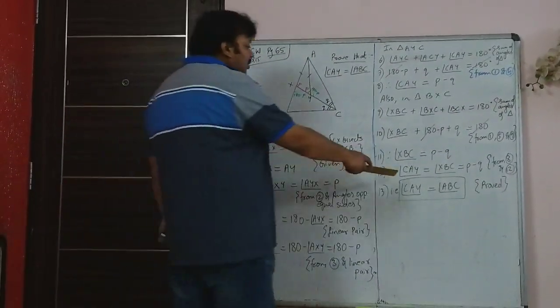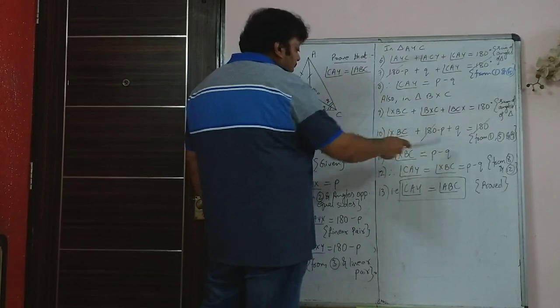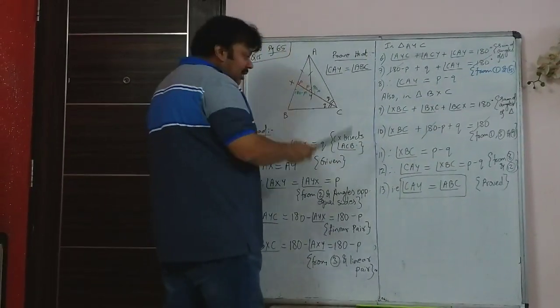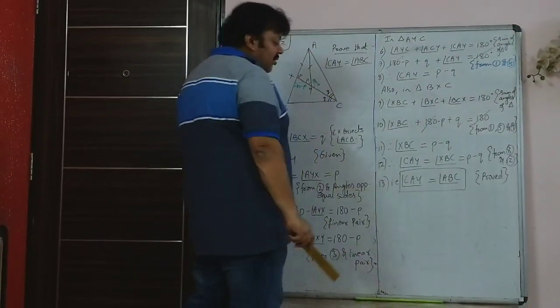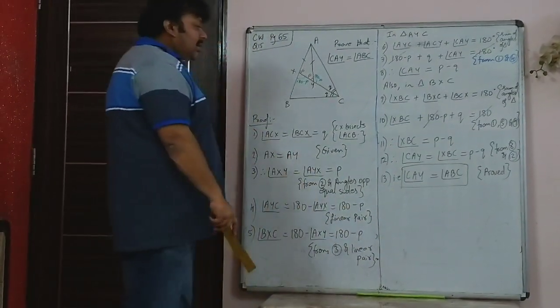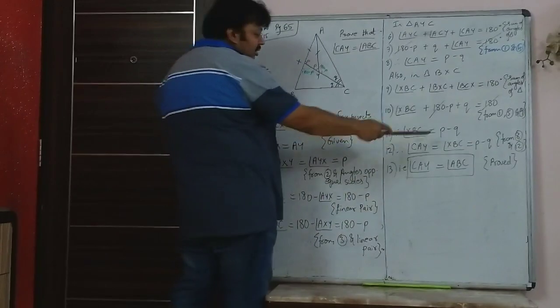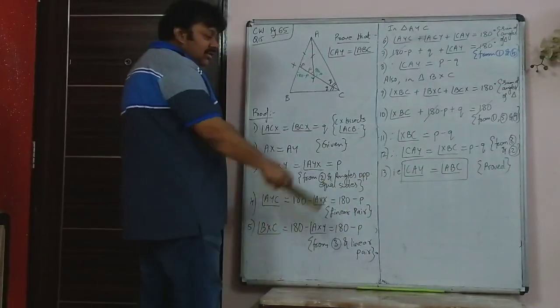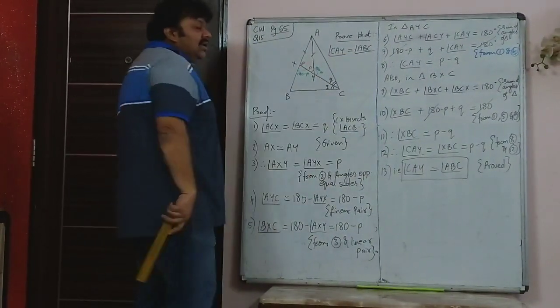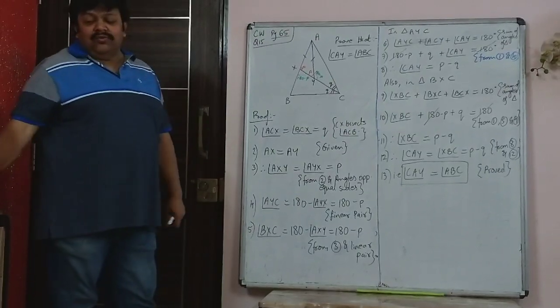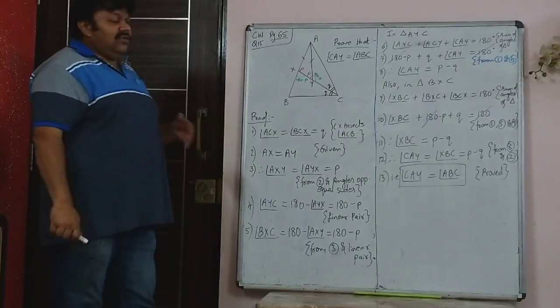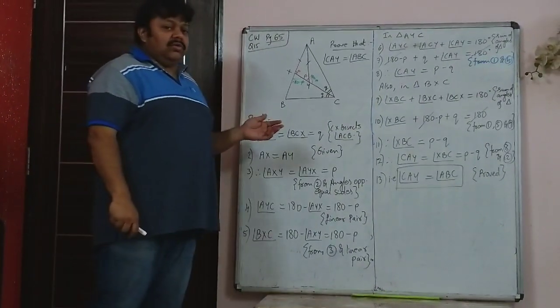So therefore CAY and XBC are the same. CAY and XBC are both equal to P minus Q. XBC is nothing but ABC, so instead of XBC we can write ABC. CAY and ABC are equal. That's the proof. With that we finish isosceles triangles totally.